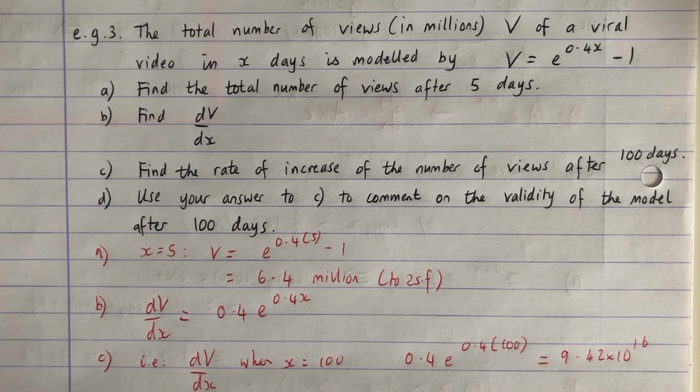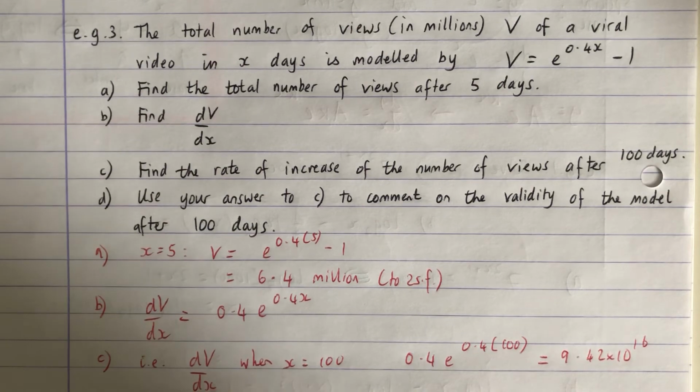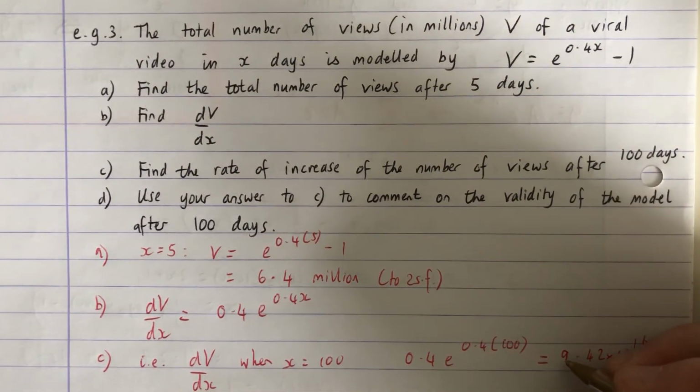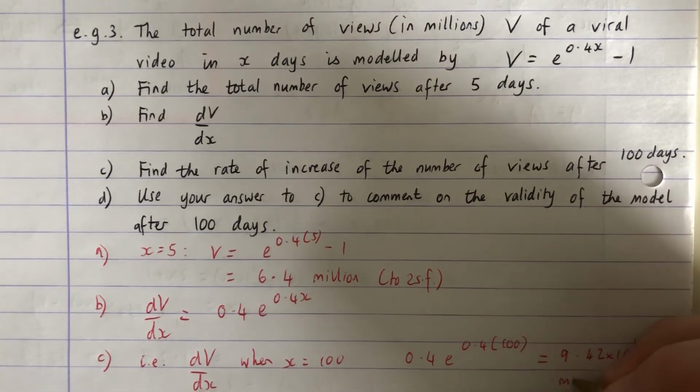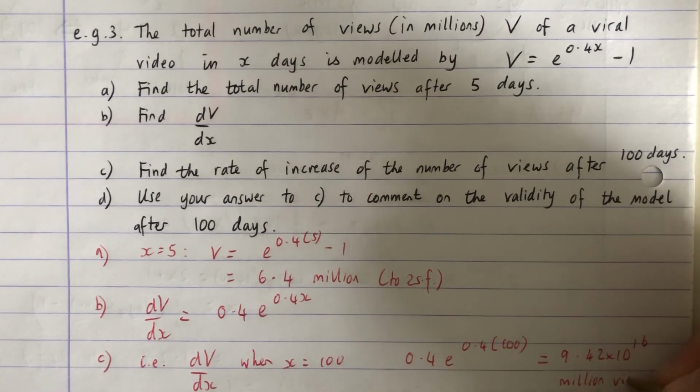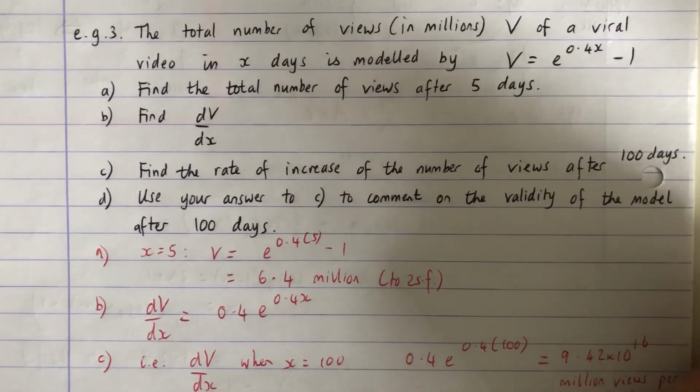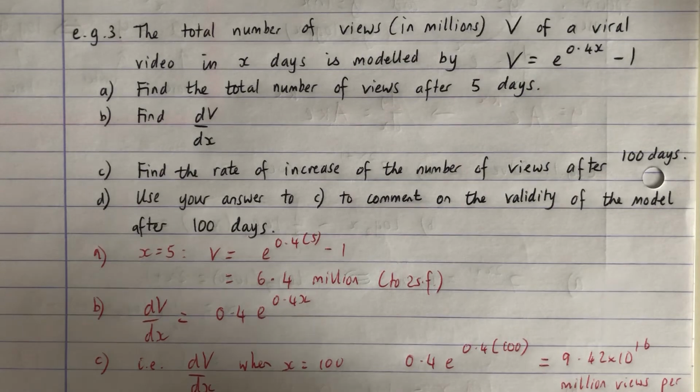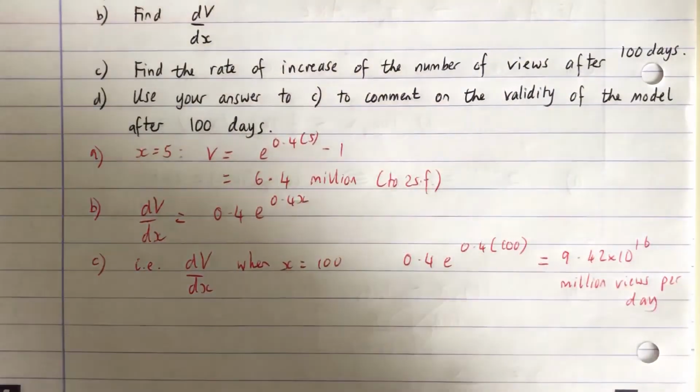Now it's always important to write your units in these types of questions. Rate of increase. So remember, the units would match up with a fraction for the differentiation. V was views in millions. x was per day. So this is a rate of 9.42 times 10 to the 16 million views per day. That's the rate of increase. Sounds big to me.